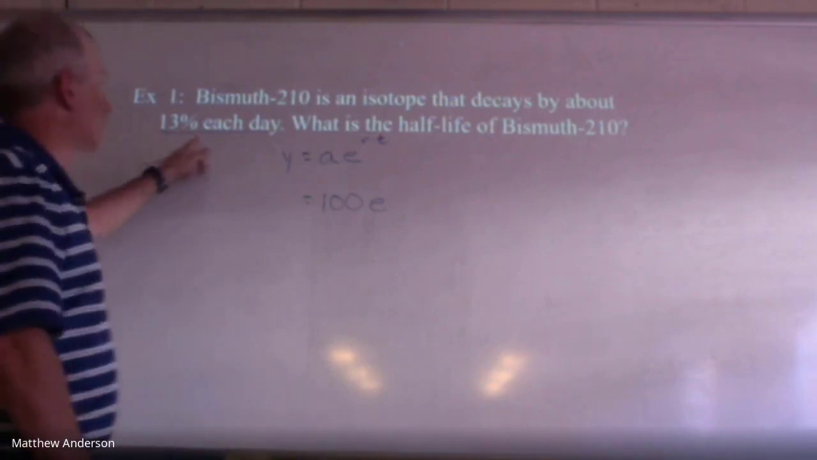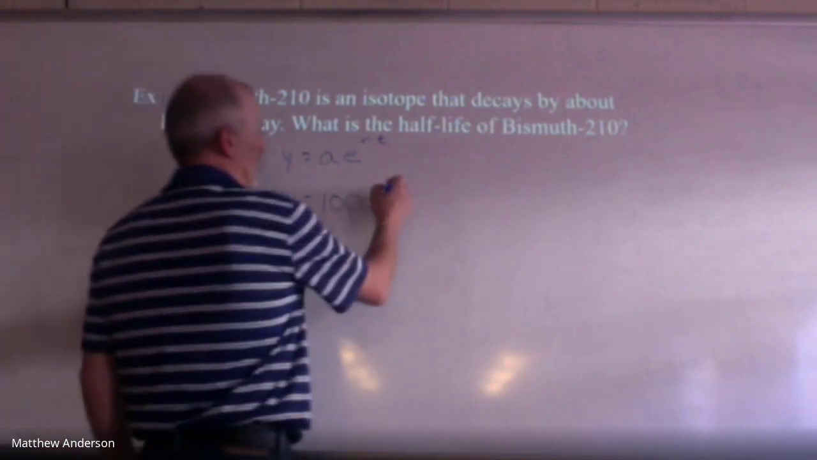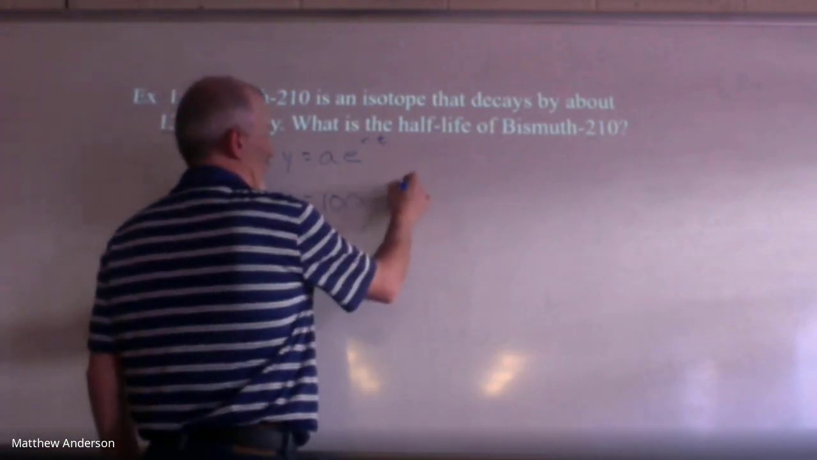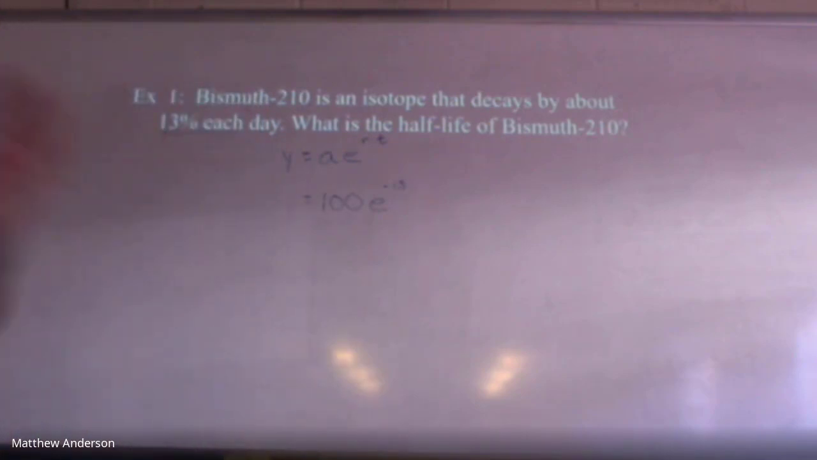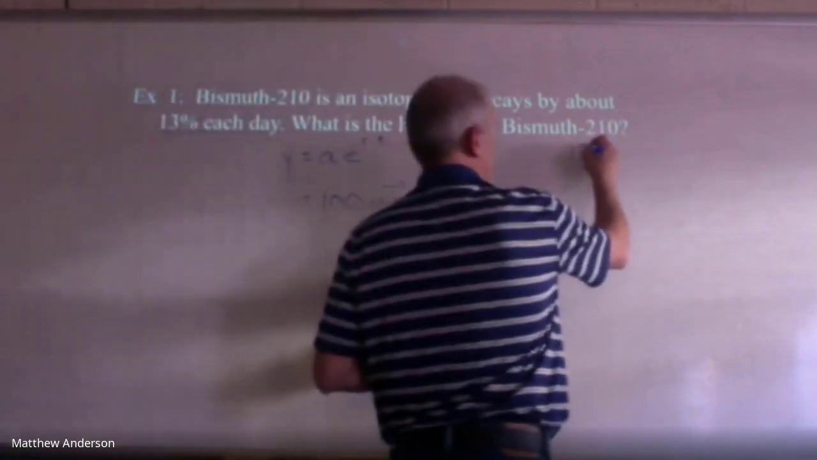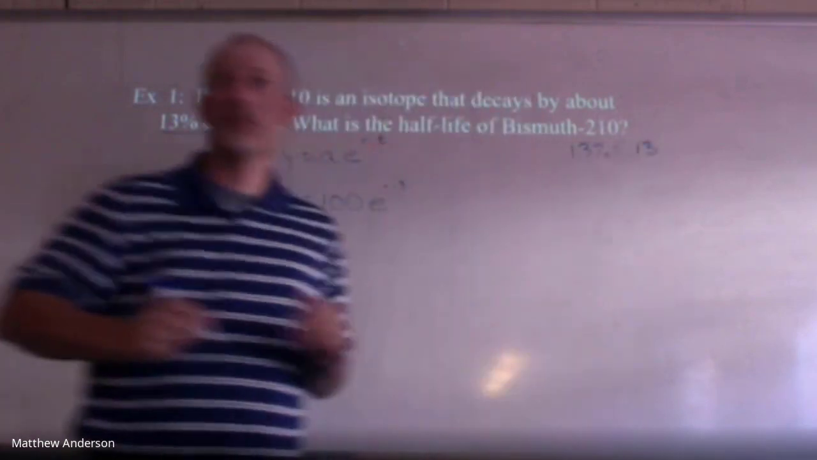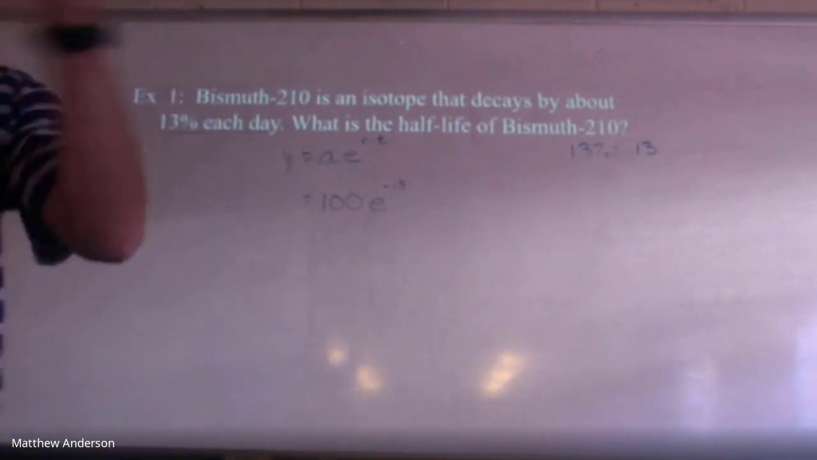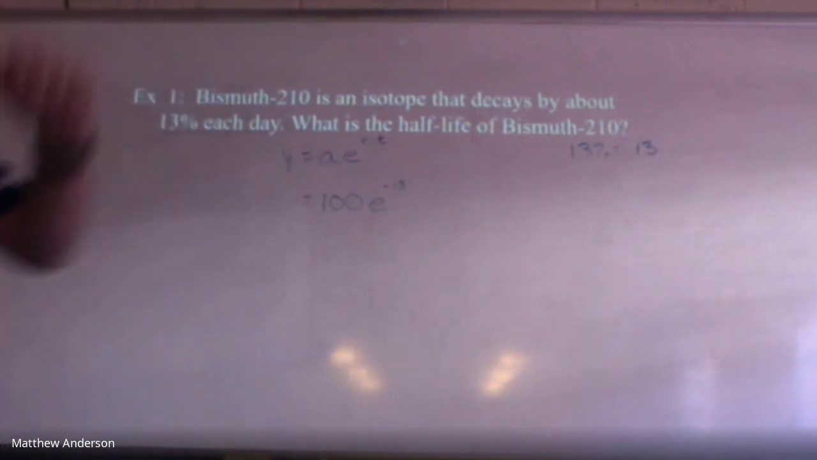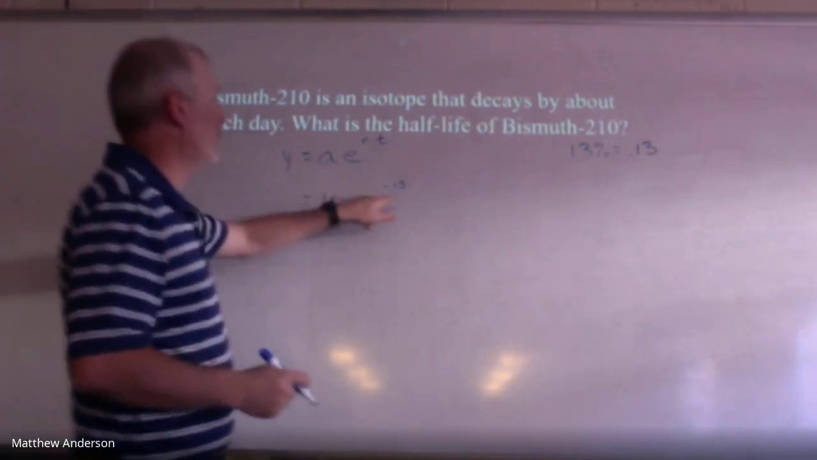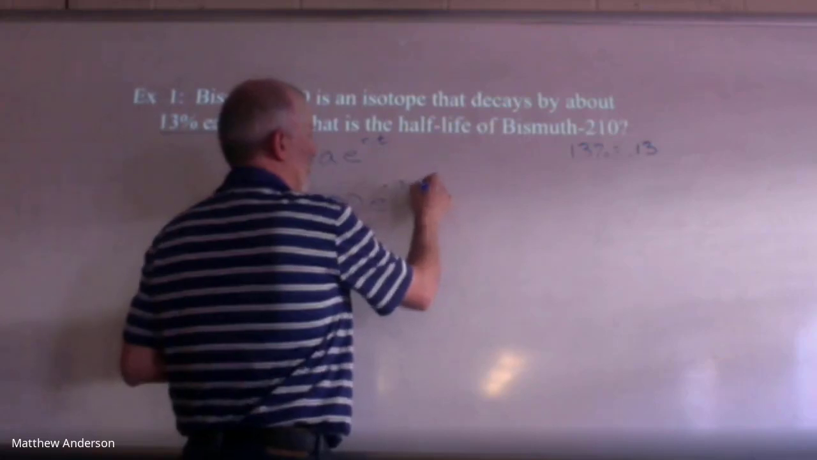So what happens if you've got 13% going away each day, you put in a negative 0.13. Okay, are we okay with that? Remember that 13% is 0.13 as a decimal. And then since it's decaying and it's getting smaller, that's where the negative comes from. So that's where the negative 0.13 comes from. The time is what we don't know.